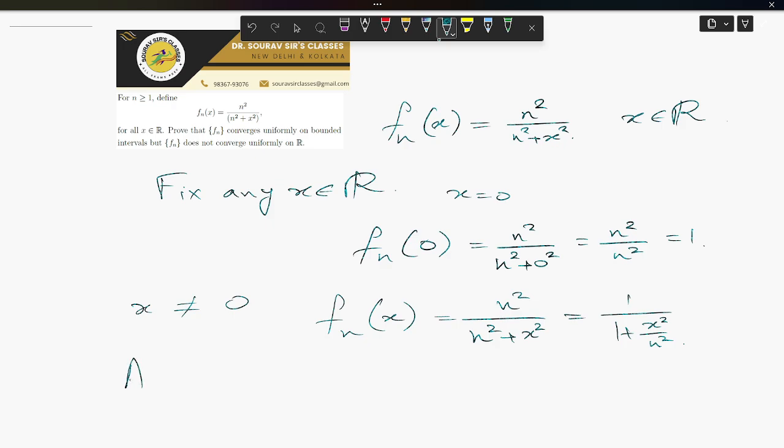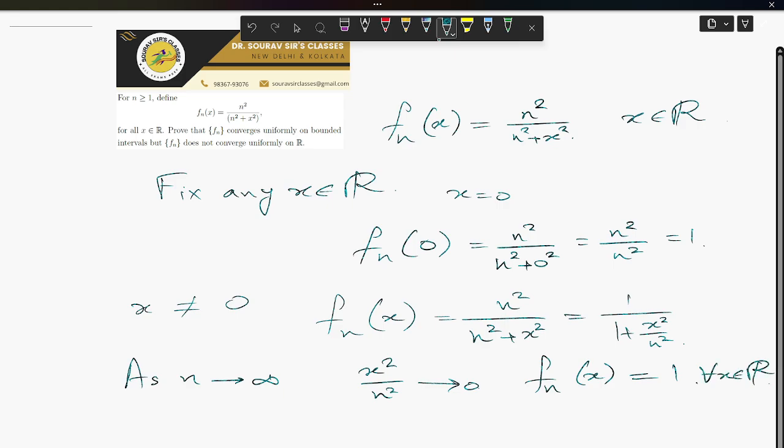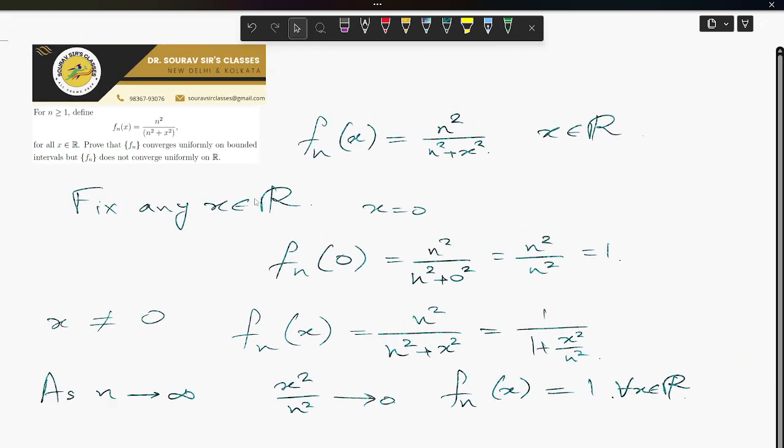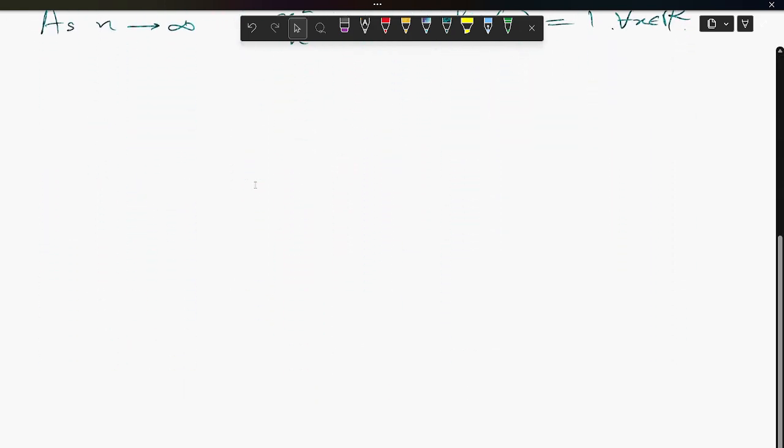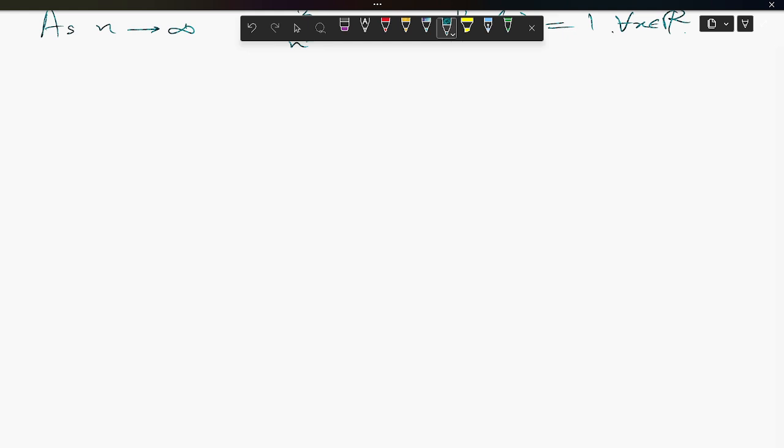So as n is tending to infinity, we would have x square upon n square going to 0. So then we can write f_n(x) tends to 1 for all x belongs to R. Thus our f_n(x) converges pointwise to the constant function f(x) equals 1. Now let us think about the uniform convergence.